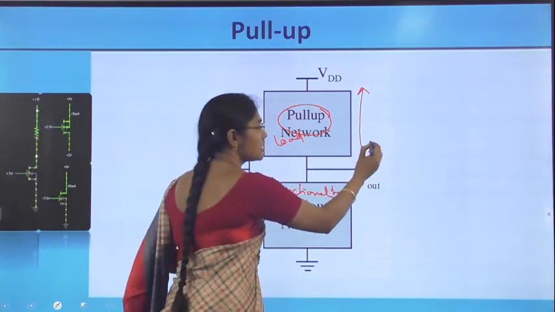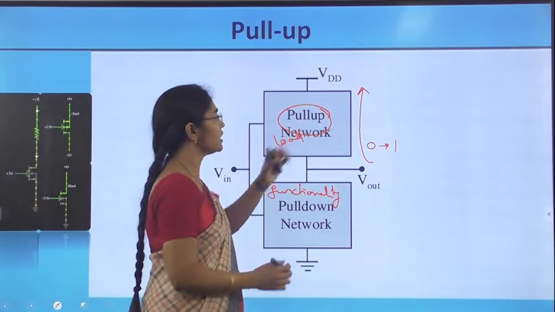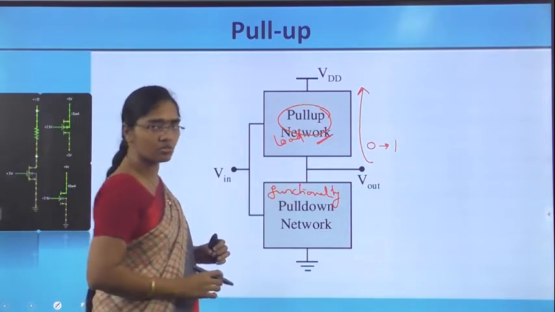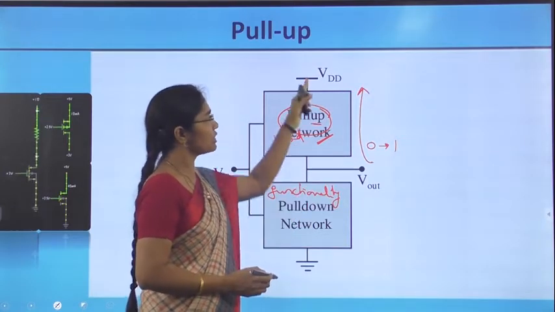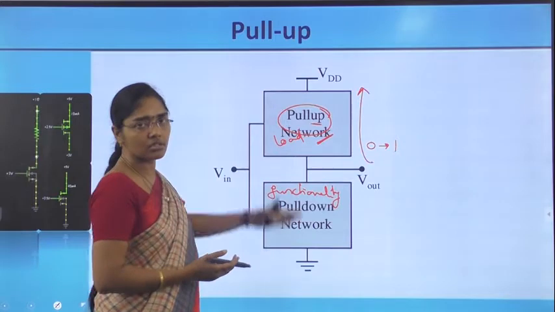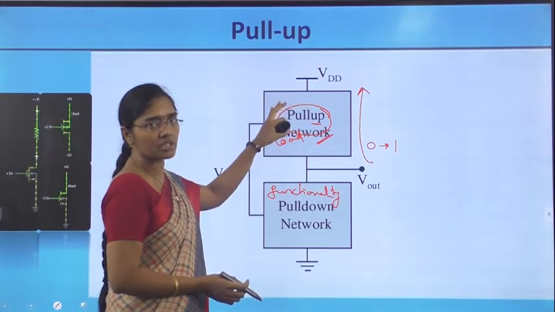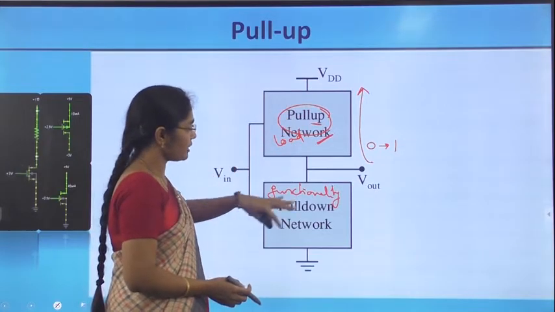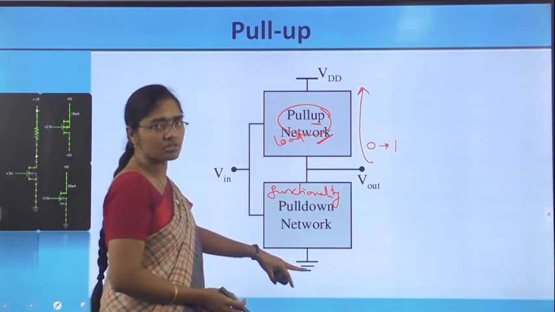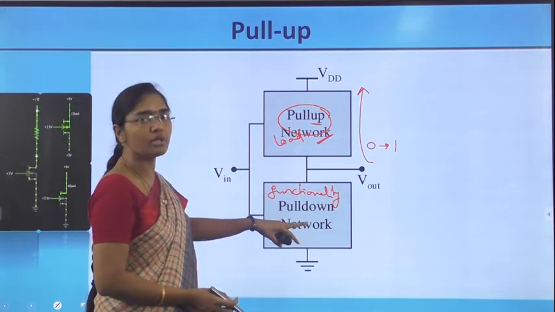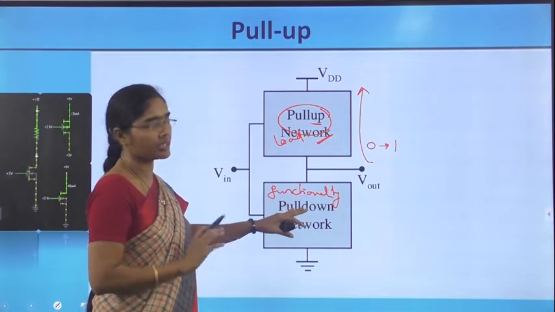So, always it makes the output go from low to high. Whenever the output wants to reach VDD, this pull-up network is used. That's why the name is called pull-up. This pull-up network is pulling Vout to the upper value in the circuit, that is the VDD value. So, Vout is equal to VDD when the pull-up network is in the on condition. Similarly, when the pull-down network is on, then Vout is pulled down to the value of 0. That's why its name is called the pull-down network, and this pull-down network defines the functionality.